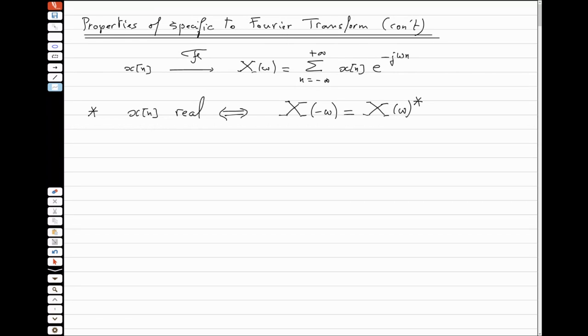Now, this type of property is something you've never seen before. But imagine this equality without the conjugate. Suppose that X of omega satisfies this equality without the conjugate. What would be the name for this property? Can somebody tell me?